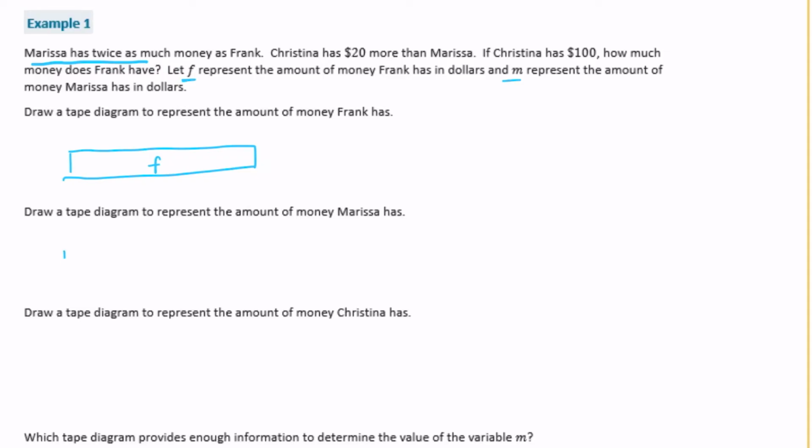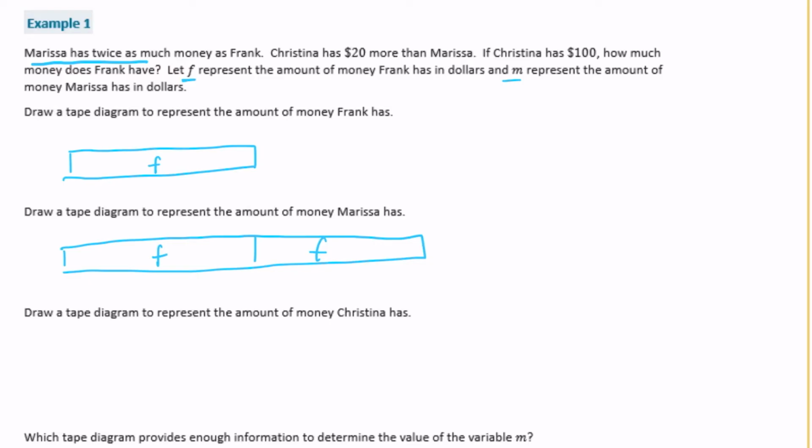So I'm just going to do another tape diagram, and they're not exactly the same size. I'll make this a little bit bigger. Whoops. So Marissa's is 2F. Draw a tape diagram to represent the amount of money Christina has.